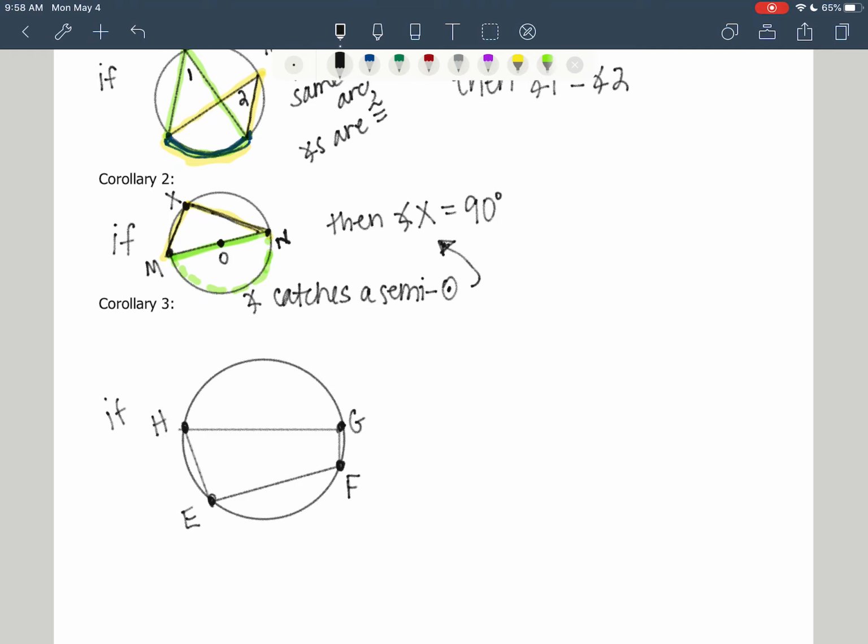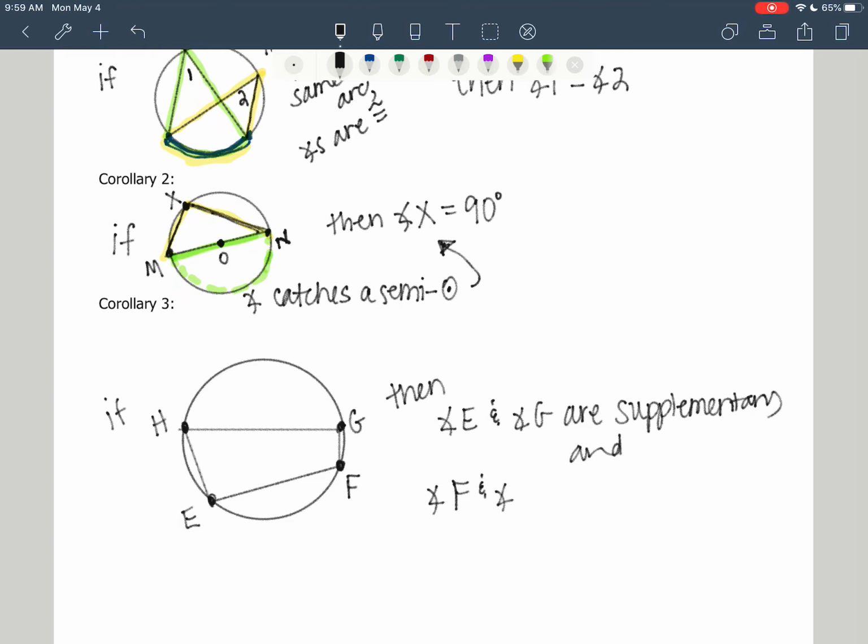If you have a quadrilateral that is inside this circle, then angle E and angle G are supplementary, so opposite angles are supplementary. And E and G are not the only opposite angles. Angle F and angle H are supplementary. So that's kind of a cool thing right there.